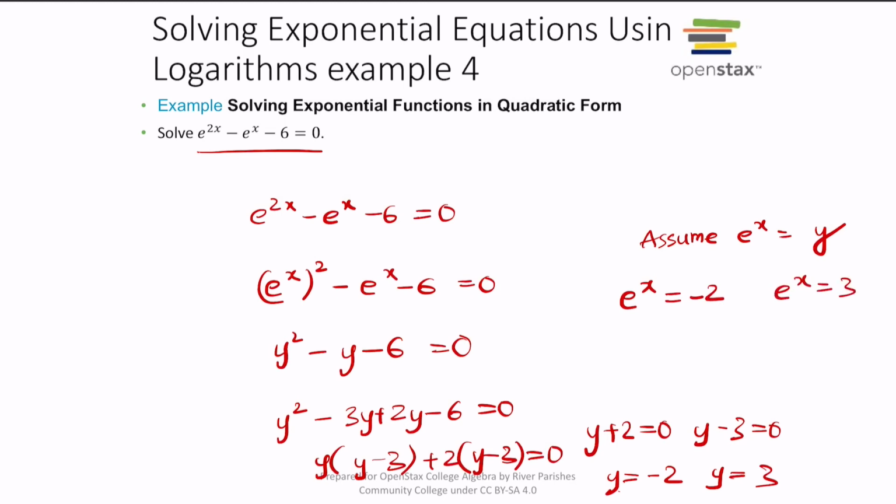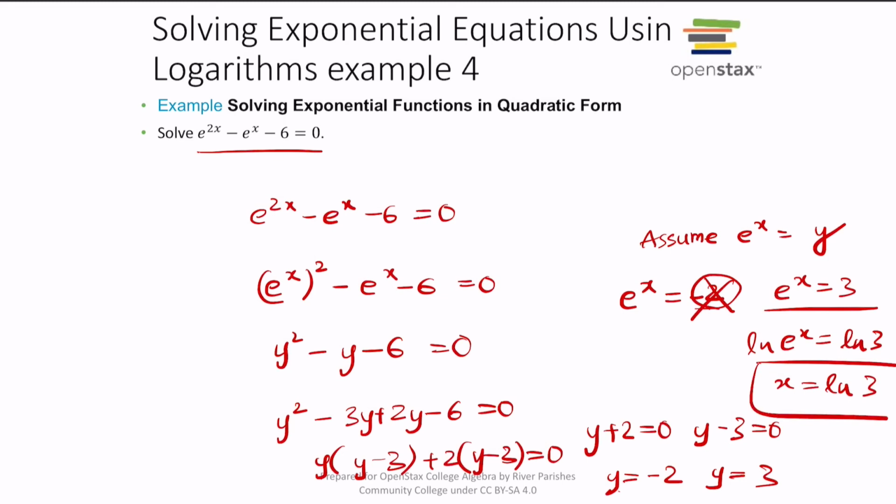Again, apply ln on both sides. When you apply ln on both sides, notice that the value of negative 2 is not going to be applicable because it is negative, so we can take out that solution. Only use the value that is positive. Now we have ln e^x becomes ln 3. ln e^x becomes x, so x equals ln 3. So the x value for this equation becomes ln 3.